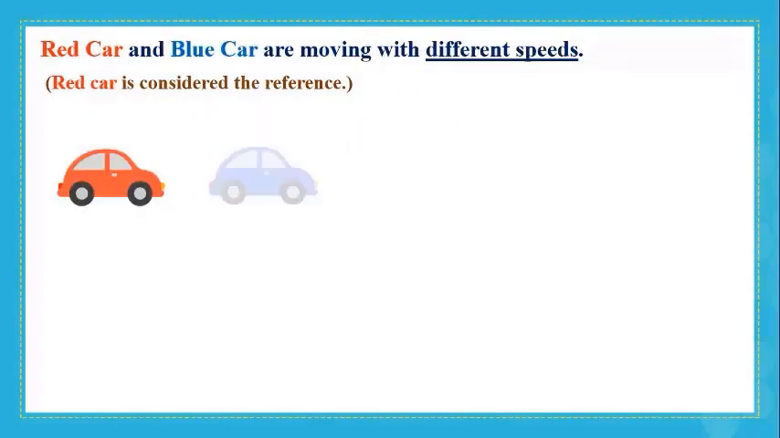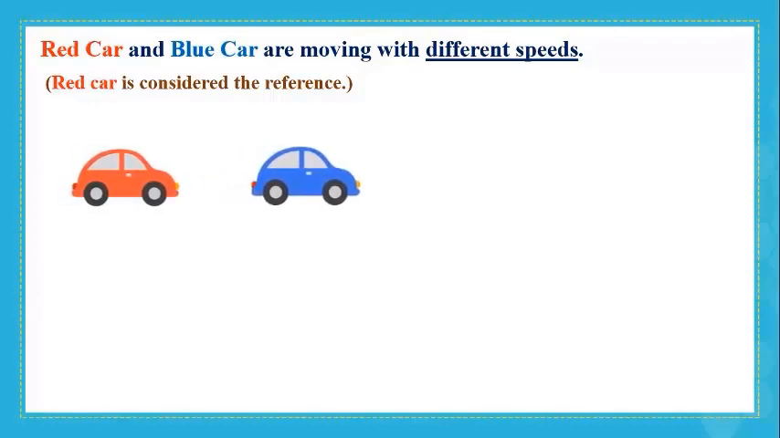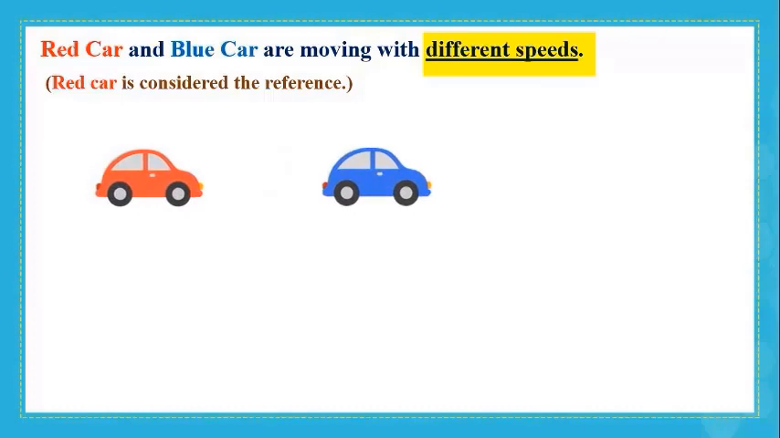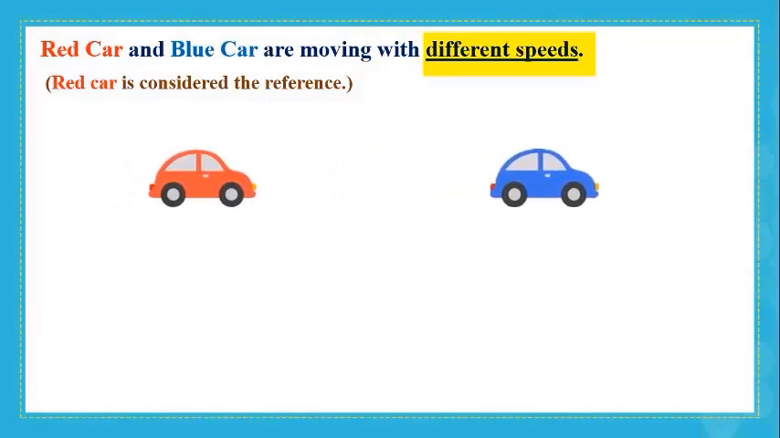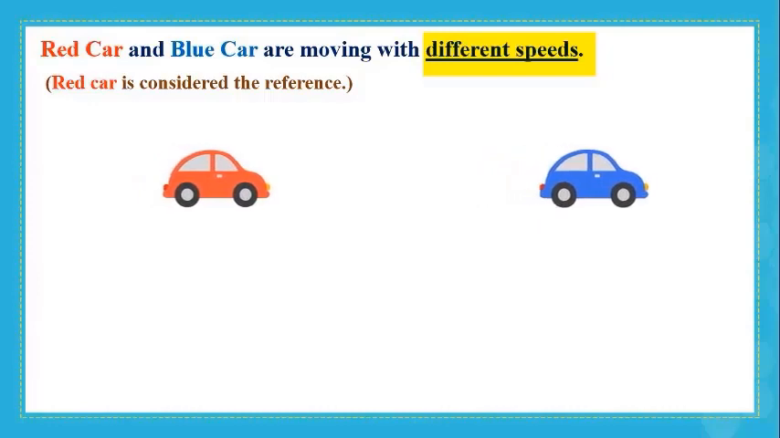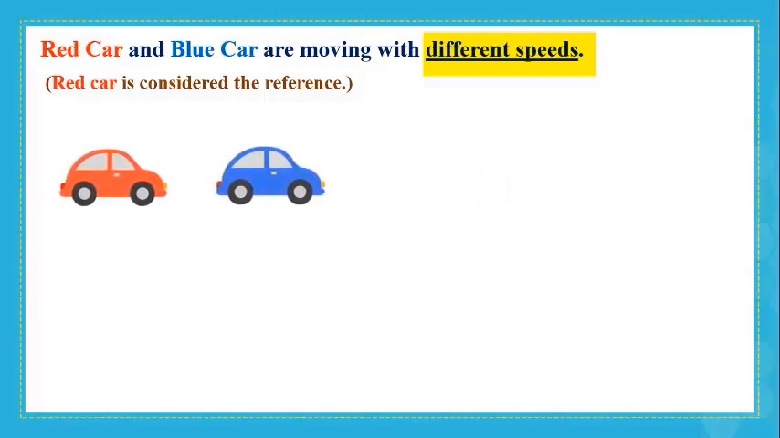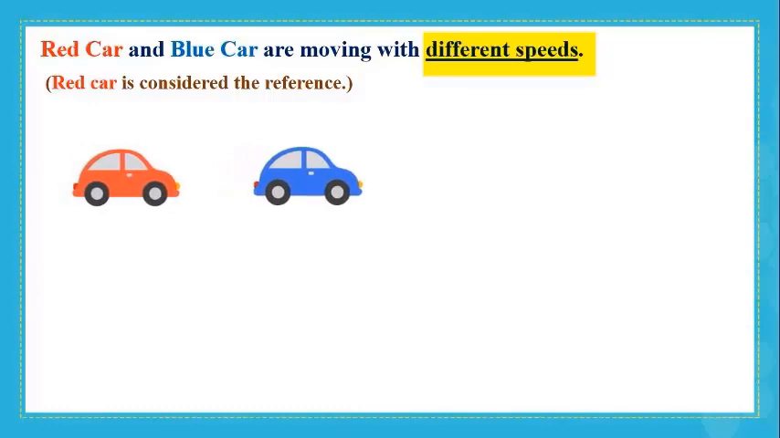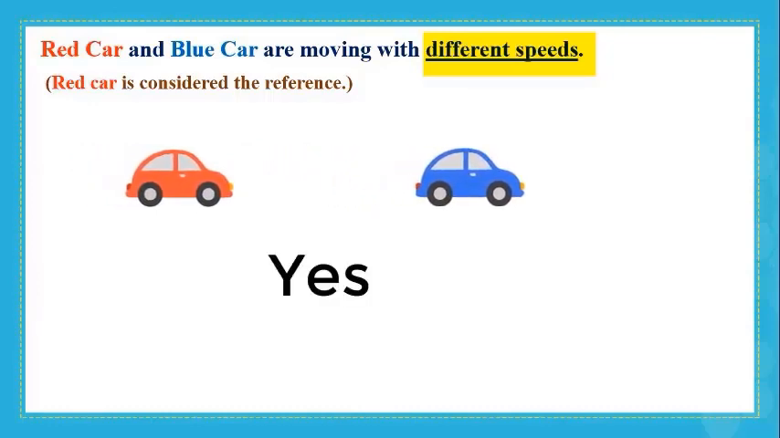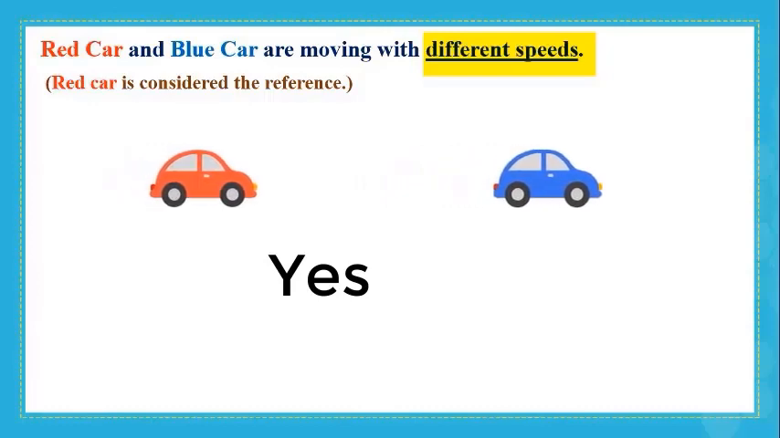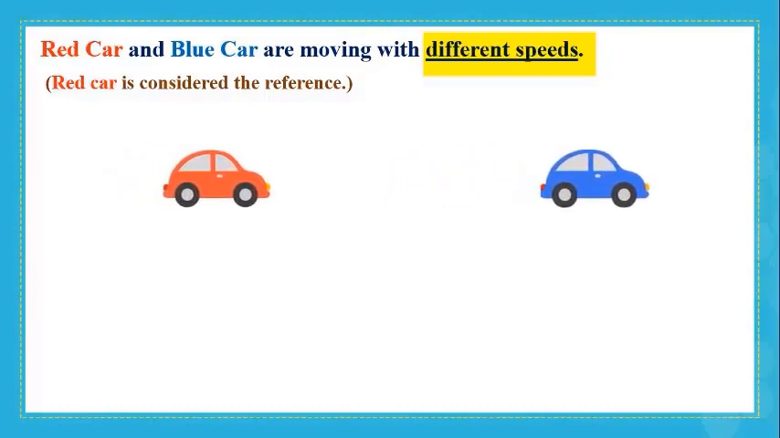The blue car is 3 meters in front of the red car. The cars start moving, but with different speeds. Red car is considered the reference. Is the distance between the two cars changing? Yes. As you see, the distance between the two cars is increasing.